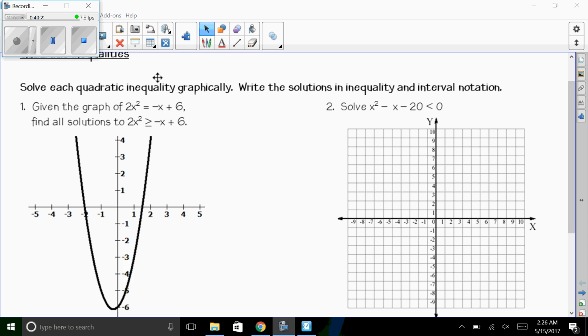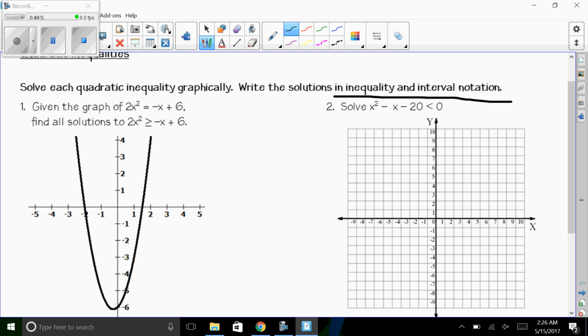Alright, let's move on to part 2, which is just more practice of what part 1 was. So maybe on these you can try to see if you can do them on your own and use part 1 as a reference. Alright, let's start with number 1 and 2. Solve each quadratic inequality graphically. Write the solution, and this is important, in inequality and interval notation.